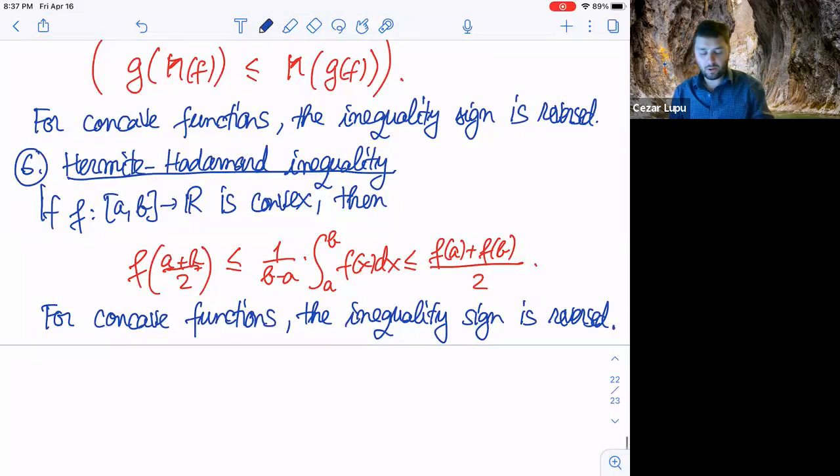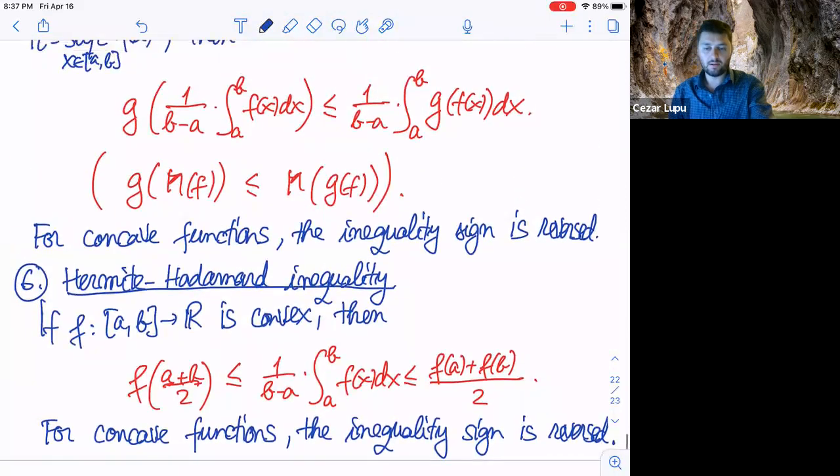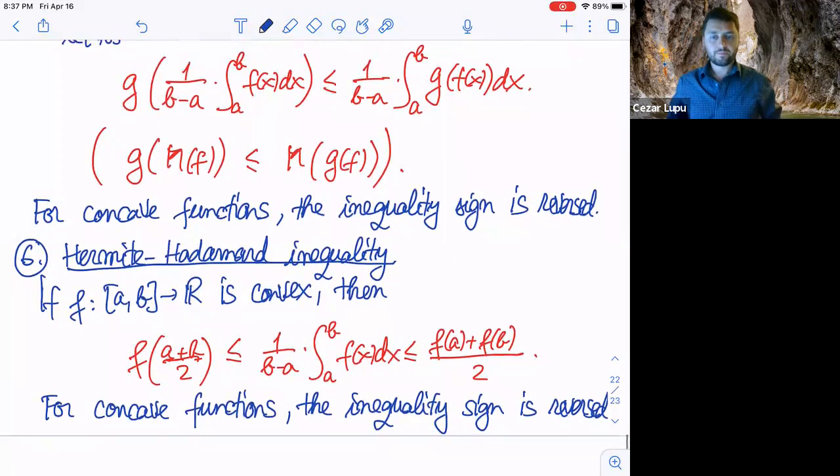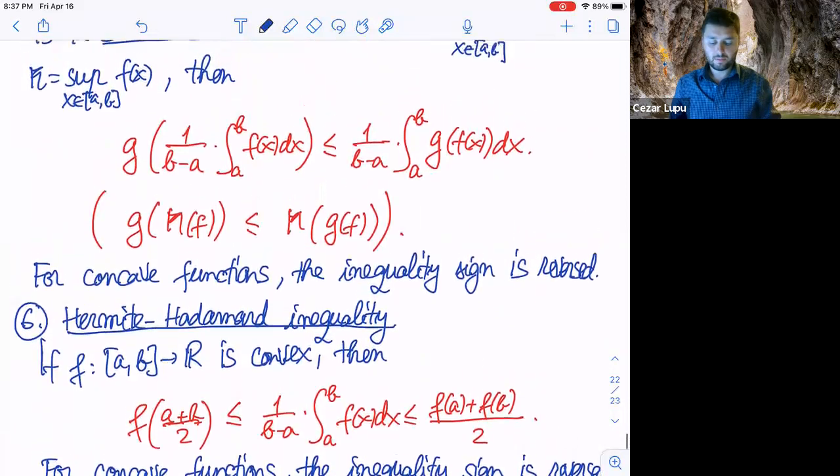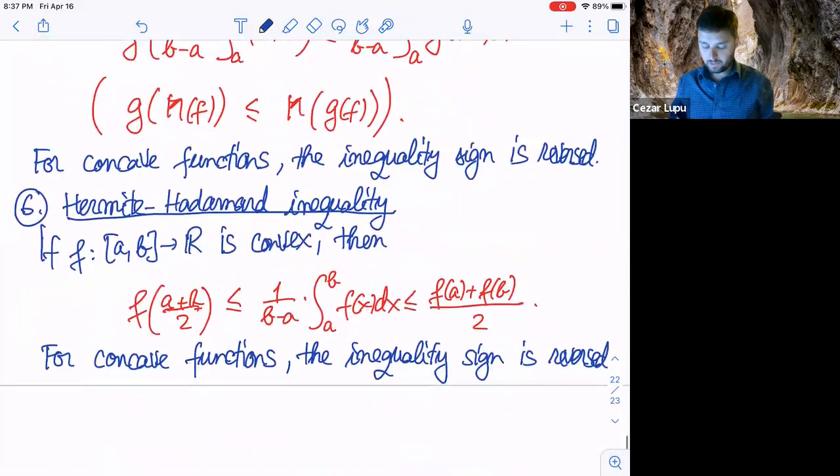So these are the inequalities that I wanted to show you. And now I would like to see applications. In fact, I'll show you a bunch of problems today. So let's see applications.